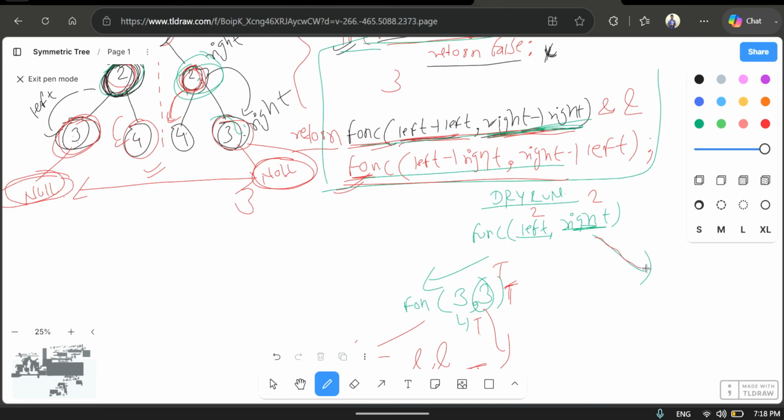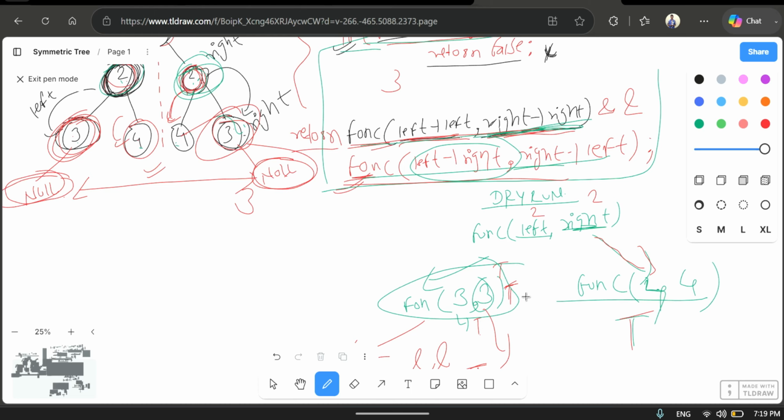Now let's go and check for the right value, or the other function call. These two have been successfully matched. Now I will again call the function, with left's right value, which is basically 4, and this is the right's left value, right? Right's left value, which is also 4. Now this will also give you the true statement, same as this.